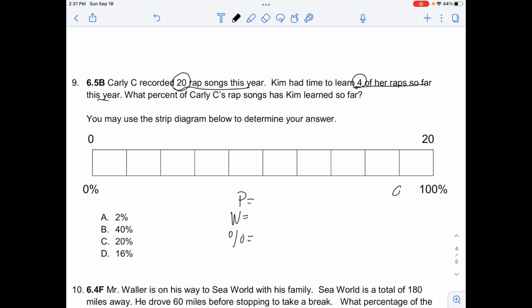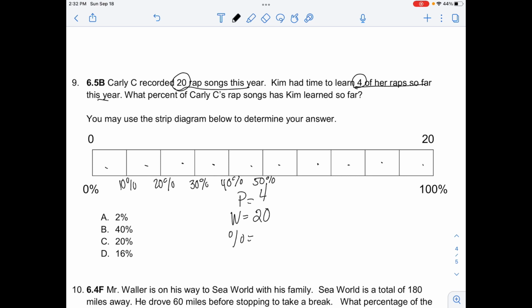Okay, so she recorded 20 rap songs in all, so there's your whole. And Kim only learned 4 rap songs, so that would be 4. So we're going to find the percent that represents 4/20ths. Well, right here, 1, 2, 3, 4, 5, 6. Each of these are going to represent 10%, 20%, 30%, 40%, and 50%. Well, she hasn't learned 10 songs, and 10 is half of 20. That would be 50%. So we're just going to go up to 50%. That is it.